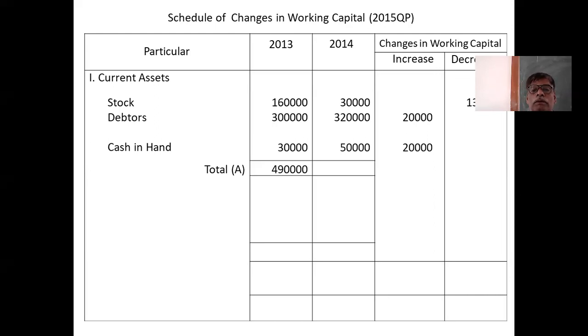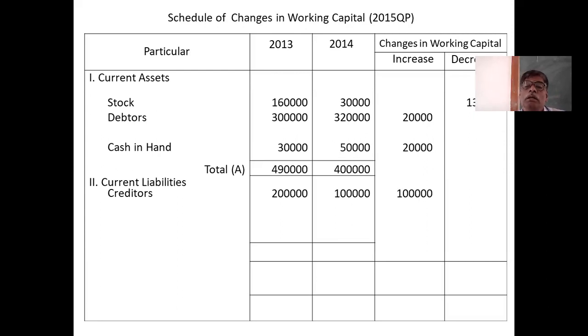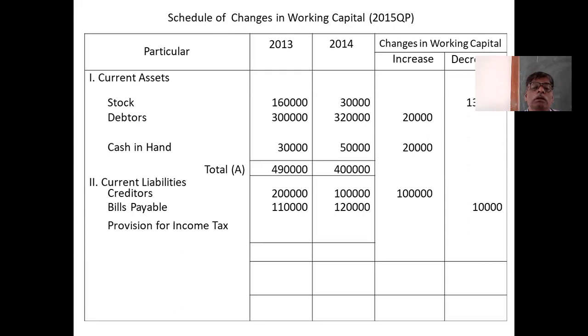Okay. You take the total of the current asset. That is called as A. First column 4,90,000. Second column 4 lakh. Then current liabilities. In the current liability, first you take creditor. 2 lakh, 1 lakh. So creditor decreased, but it comes in the increase column. Bills payable 1,10,000, 1,20,000. So here is the 10,000 increase. The 10,000 increase goes to decrease column. Then provision for tax 20,000, 10,000. 10,000 decrease comes in the increase column.